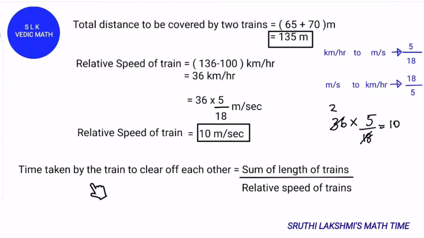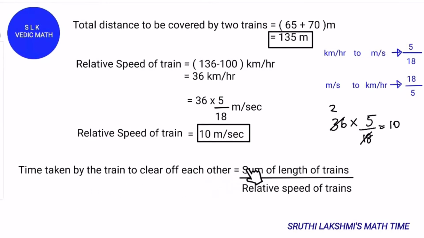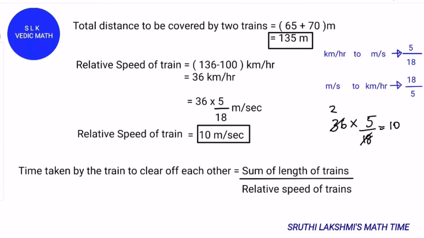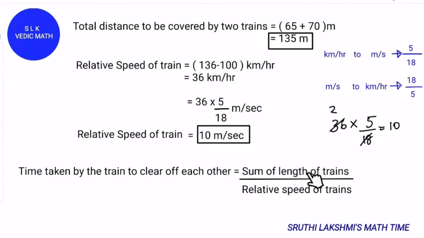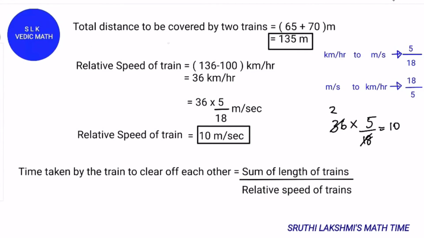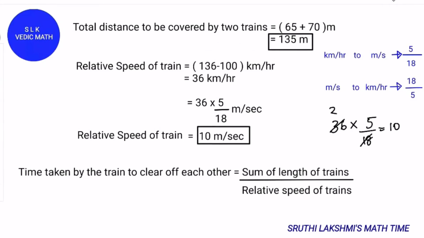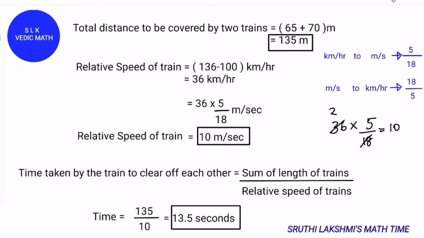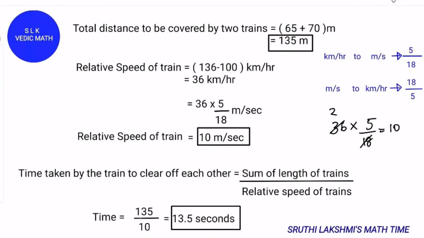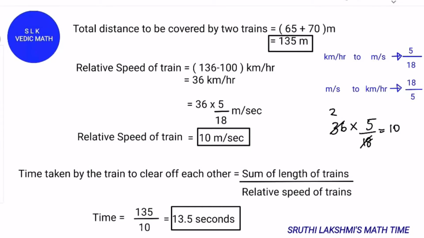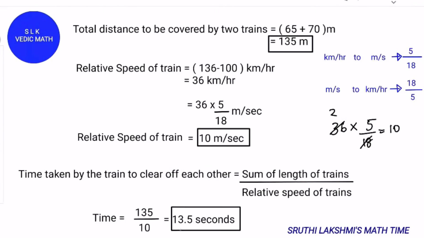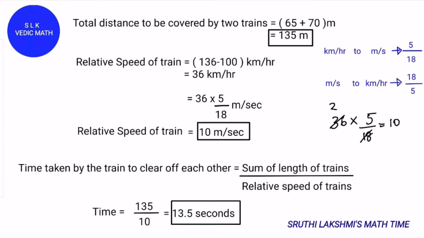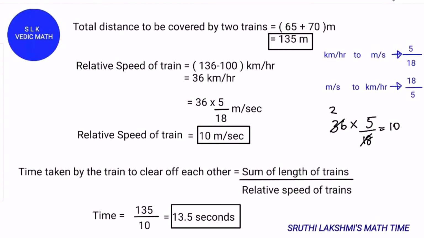The time taken by the trains to clear off each other is the sum of lengths of the trains divided by the relative speed of the trains. So the sum of lengths of the trains is nothing but the total distance covered by the two trains, which is 135 meters, and the relative speed of the trains is 10 meter per second. So time equals 135 divided by 10, which is 13.5 seconds. So it will take 13.5 seconds for the two trains to clear off each other.